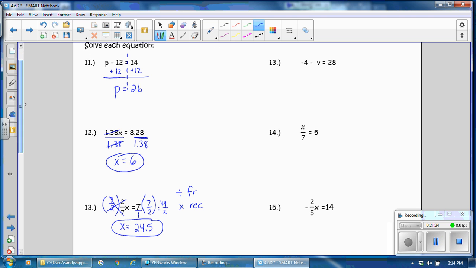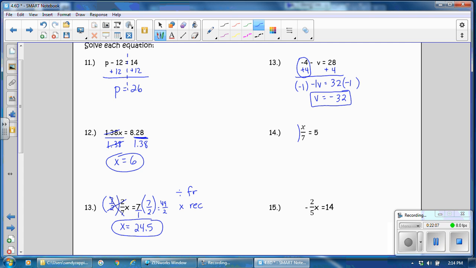Number 13. To solve this problem, add 4 to both sides of the equation. This is going to give you a zero pair. Be careful and bring down the minus sign as well. Instead of saying minus v, we just call it negative v. And 28 plus 4 is 32. Then you can either multiply this by negative 1 or divide by negative 1 in order to clear the negative sign. A negative times a negative is positive, and the answer is negative 32.